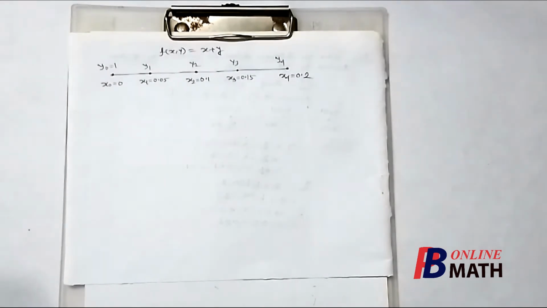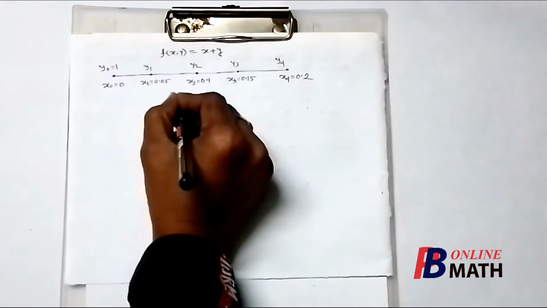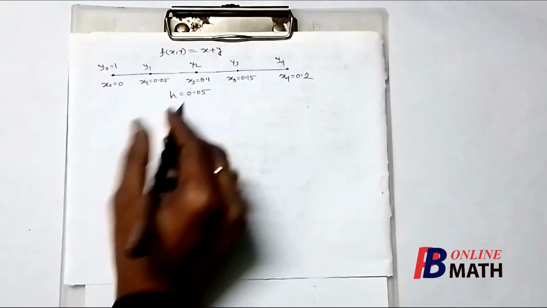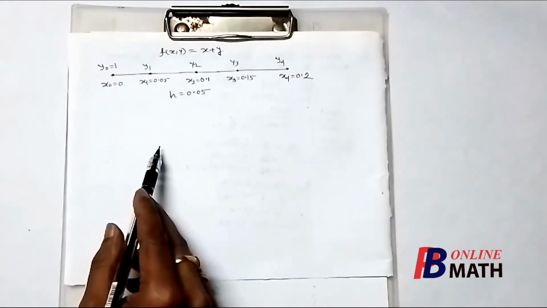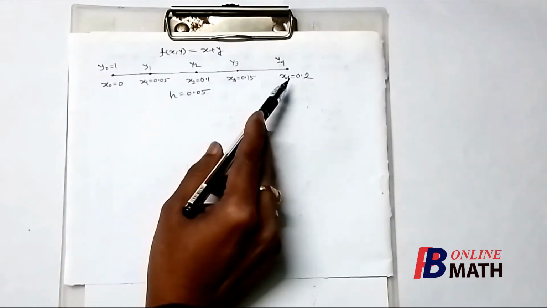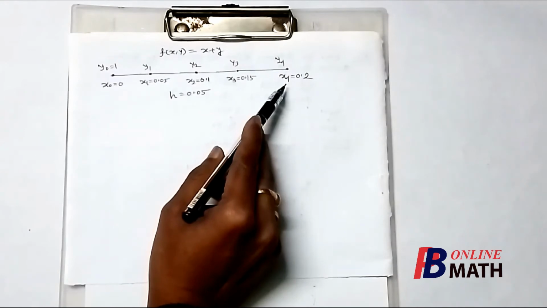Next we shall find this data by considering the step length h equal to 0.05. If we assume that h equal to 0.05, that means we are dividing the interval 0 to 0.2 into 4 equal subintervals.